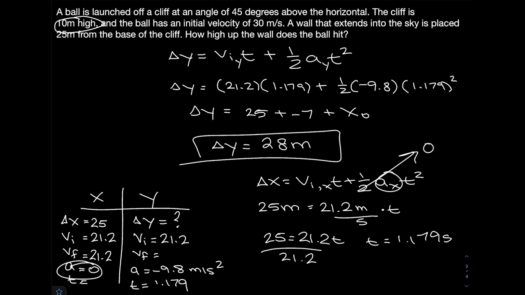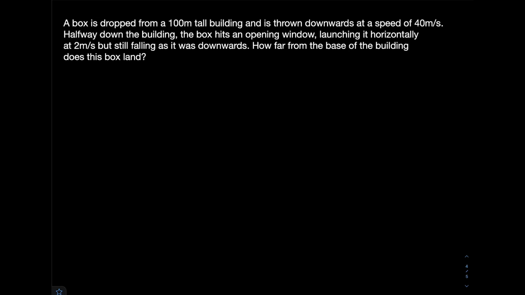Let's go ahead and take a look at one more example. A box that is being dropped from a 100-meter tall building and is thrown downwards at a speed of 40 meters per second. Halfway down the building, the box hits an opening window, launching it horizontally at 2 meters per second, but it is still falling downwards at the same speed that it was falling before. Now the question is asking how far from the base of the building does that box land?